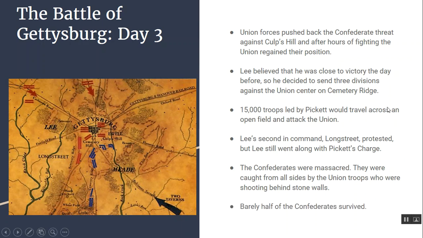Barely half of the Confederates actually survived this battle, so that means 7,500 at the least died, because Lee assumed that since they weren't firing, the Union was weakened.